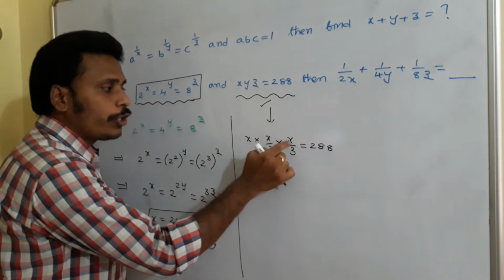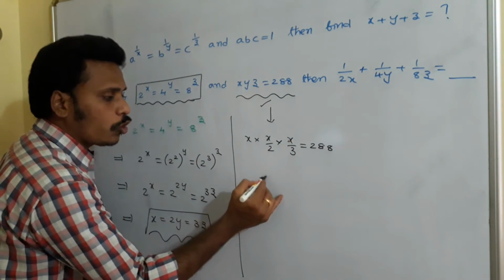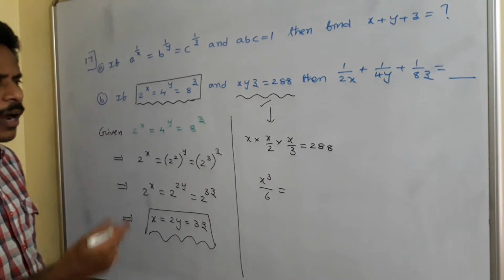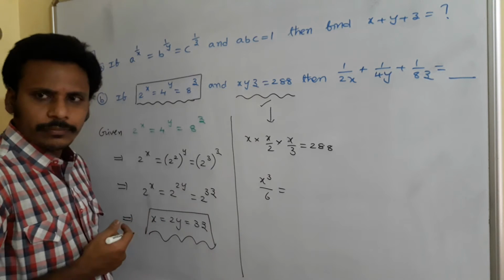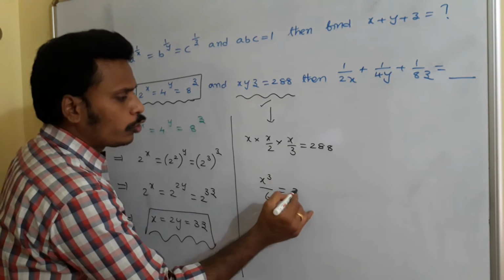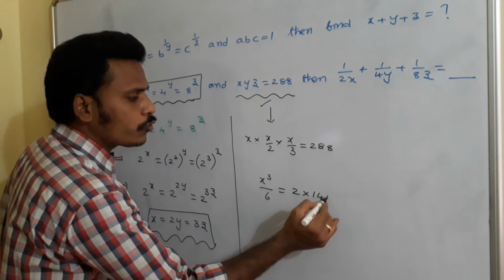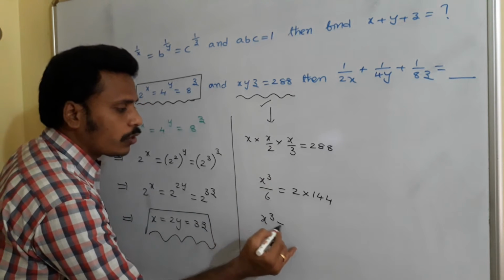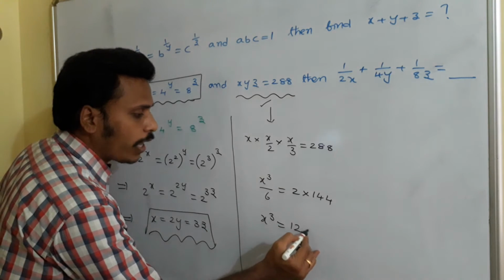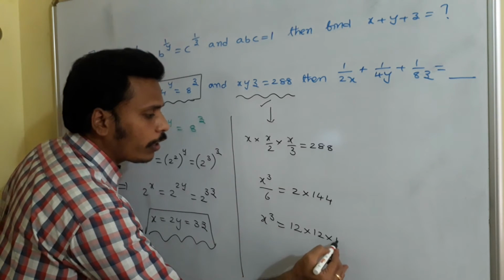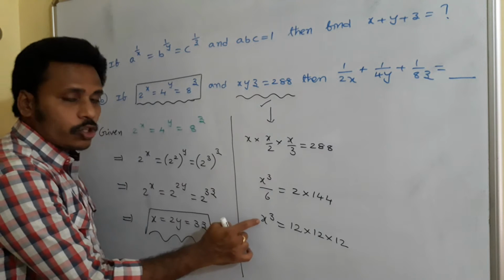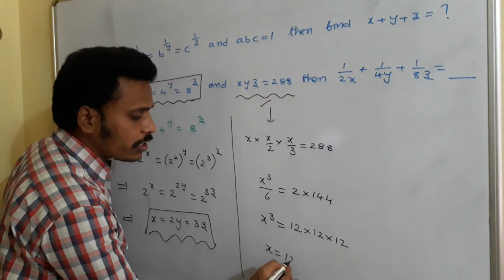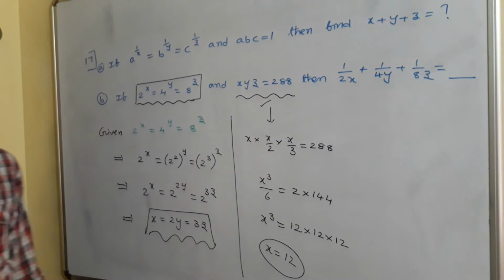So this is x into x by 2 into x by 3 is equal to 288. x cube divided by 6 is equal to 288. Yeah, how to rewrite that 288? 288 is simply 2 into 144. And then send this 6 that side. x cube is equal to 6 into 2 is 12, and 144 is 12 into 12. x cube is equal to 12 into 12 into 12, and so x is equal to 12. Is it right or wrong?